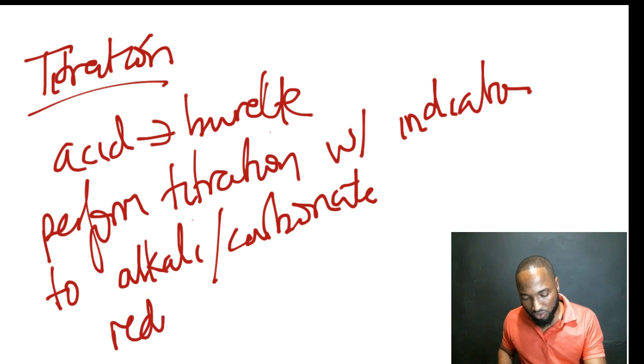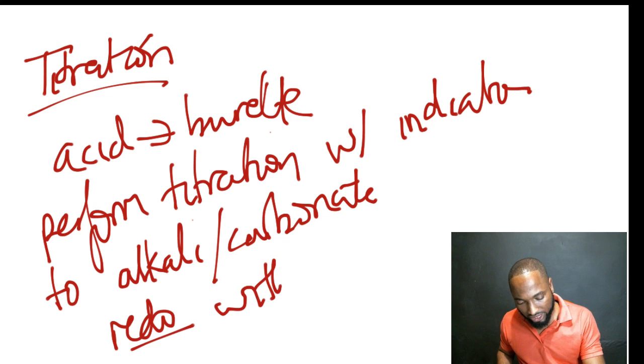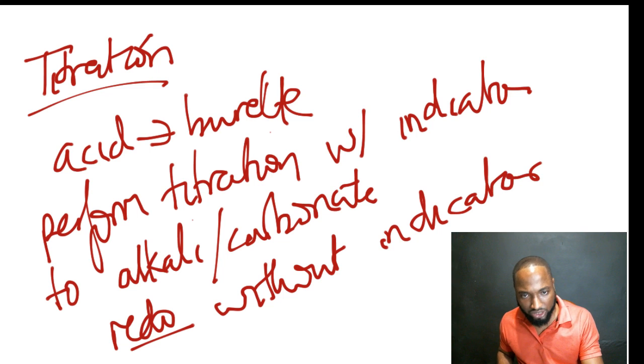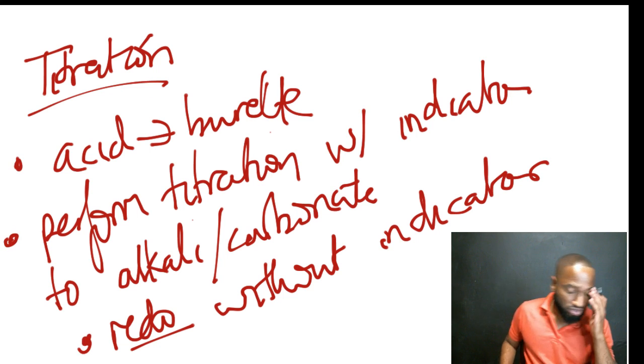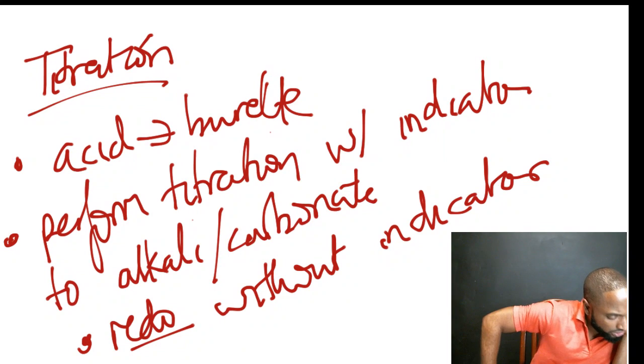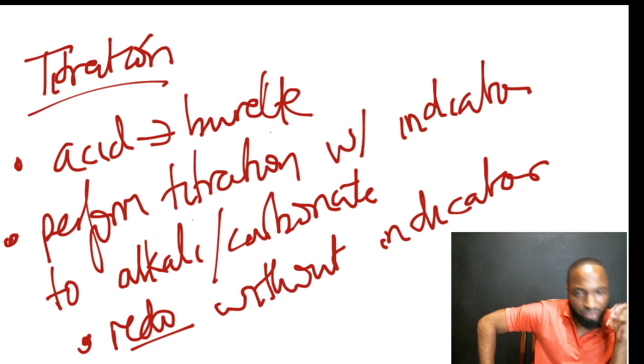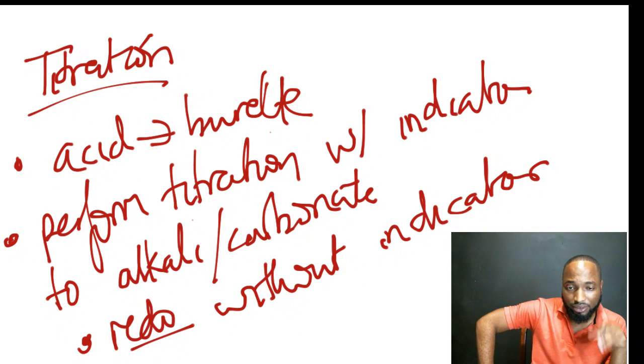Then you redo without indicator, just so that you don't get any indicator contaminating your salt. I didn't mention that last time. So you find the fixed amount needed, and you do it back again without using the indicator. It means the reaction still happens, but you don't have any indicator, because you already got the amount from the indicator run.